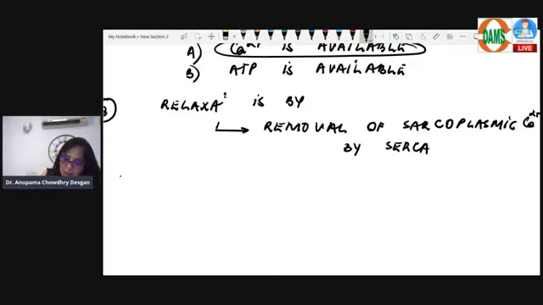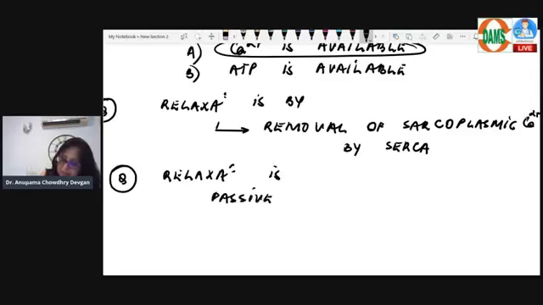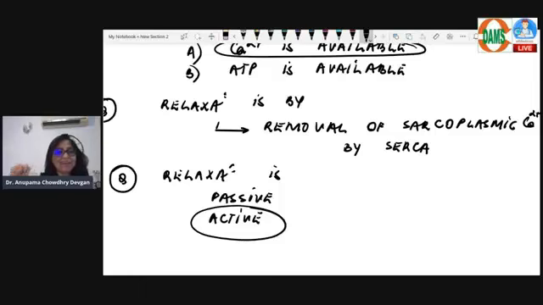So that means, now tell me, relaxation: is it a passive process, or is it going to be an active process? Relaxation will also be active, because I need ATP even for muscle relaxation. I need ATP for muscle contraction. I need ATP for muscle relaxation, right? So this is what is known as muscle relaxation, like I said, by SERCA.